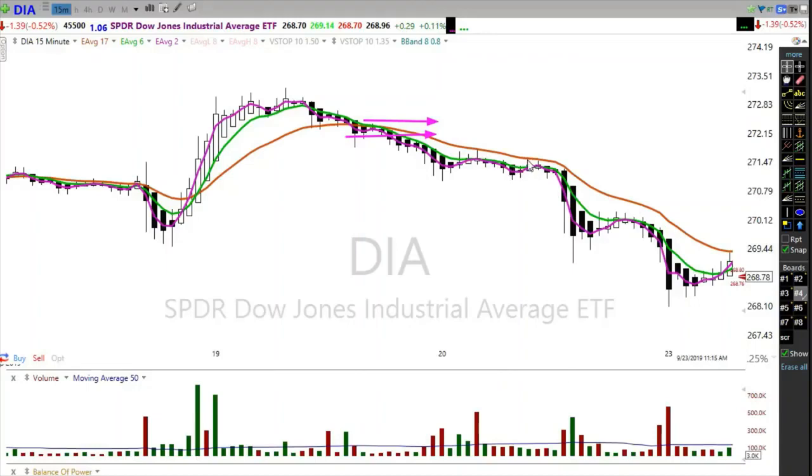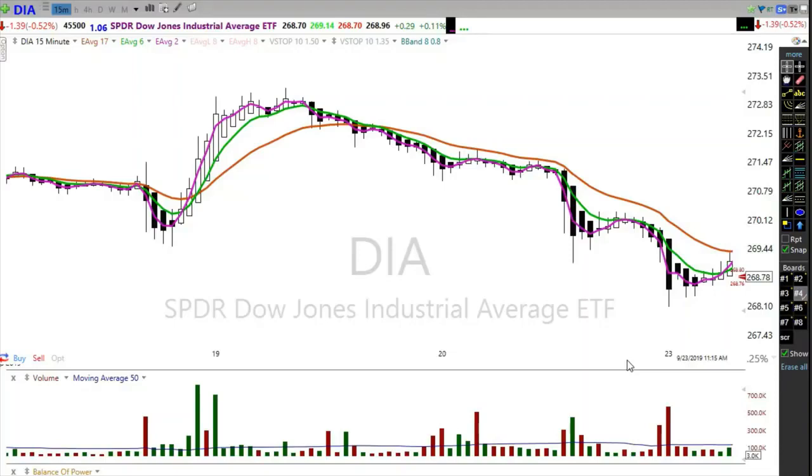Same thing setting up right in here. We can catch that failure in here, stop loss just above. Same thing through here, catch that failure in here, stop loss just above. So we're looking for those low risk entry points and just following the trend, not trying to predict the trend, just following the trend.